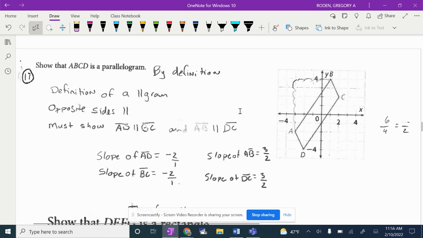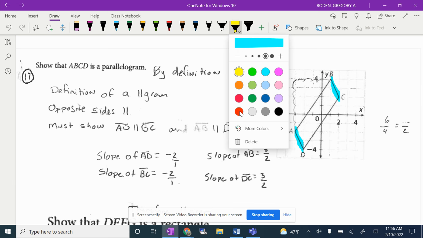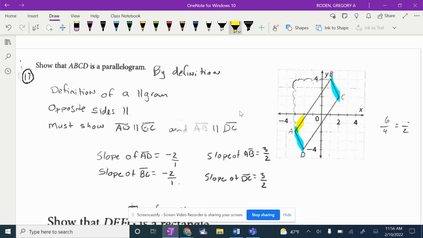Okay, show that this is a parallelogram. And I wanted it by definition, okay? So the definition of a parallelogram is that opposite sides need to have the same slope. Because on the coordinate plane, we know two lines are parallel if they have equal slopes. So we have to show that the blue lines have the same slope and the yellow lines have the same slope.